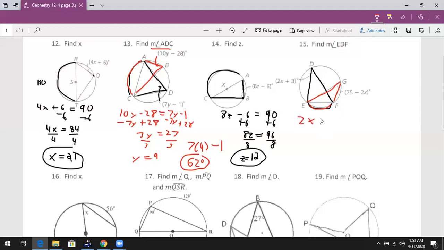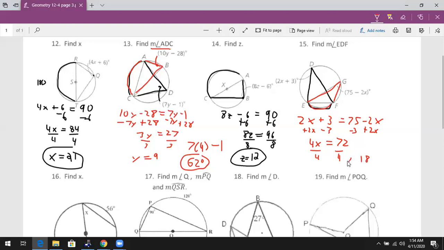So 2x plus 3 must equal 75 minus 2x. If I bring the 2x over, and at the same time I subtract 3, then 4x is 72. Divide by 4, divide by 4. 4 goes into 7 one time, leaves me with 32. 4 goes into 32 8 times.